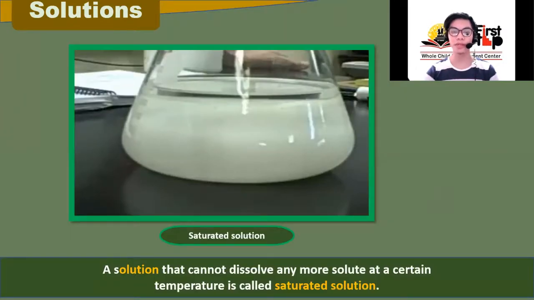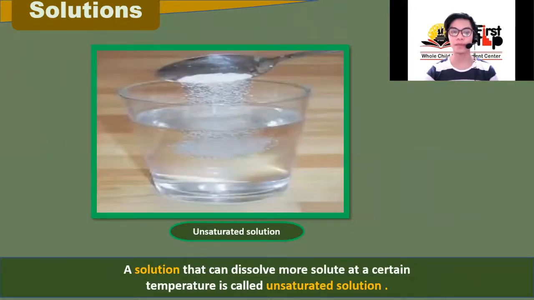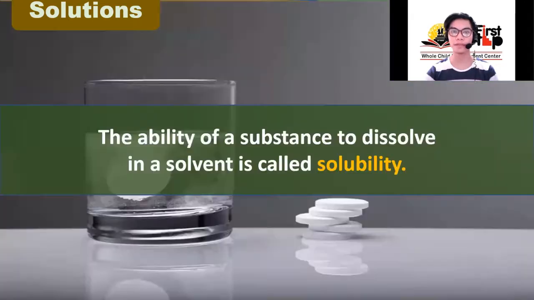A solution that cannot dissolve any more solute at a certain temperature is called saturated solution. A solution that can dissolve more solute at a certain temperature is called unsaturated solution. The ability of a substance to dissolve in a solvent is called solubility.